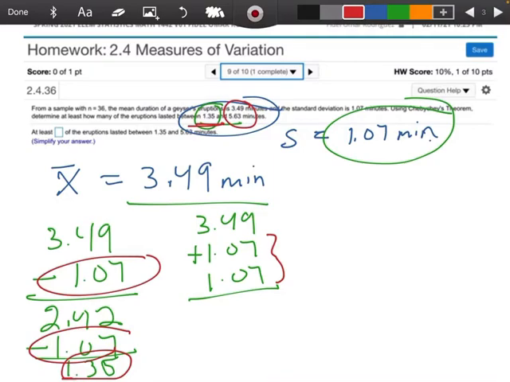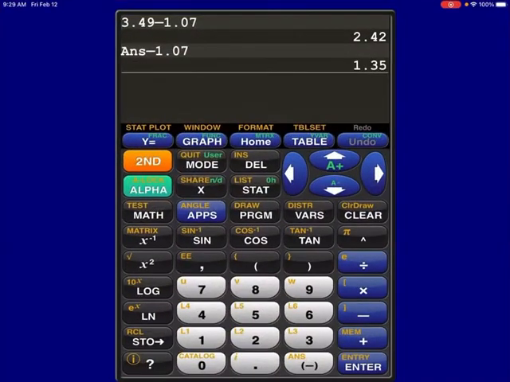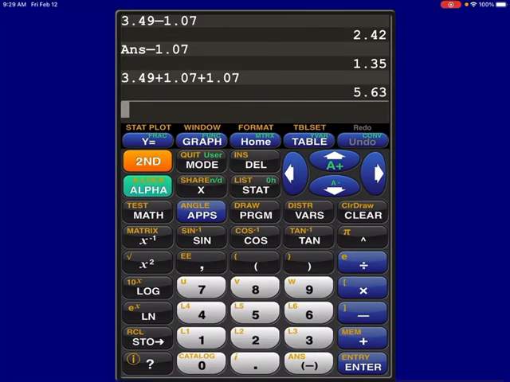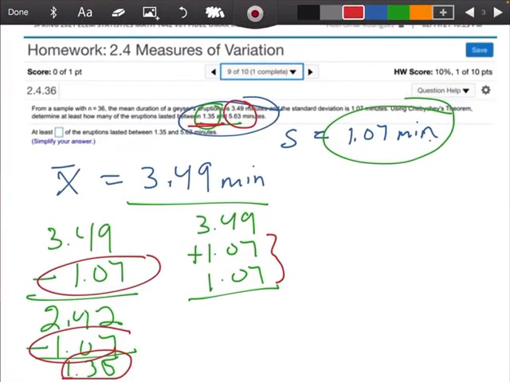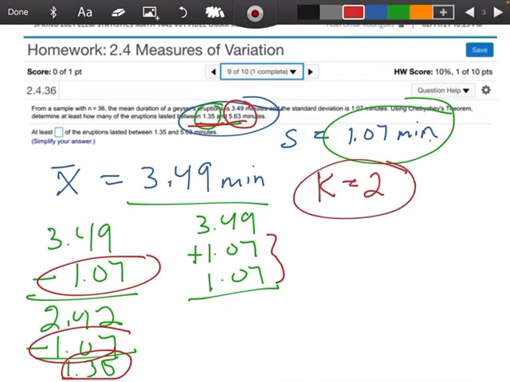Okay, so let me double check. 3.49 plus 1.07 plus another 1.07, 5.63. I believe that is our other number right there. Okay, so that's telling me I had to do this twice, so that my k is equal to 2. And you might say, where is that k coming from?